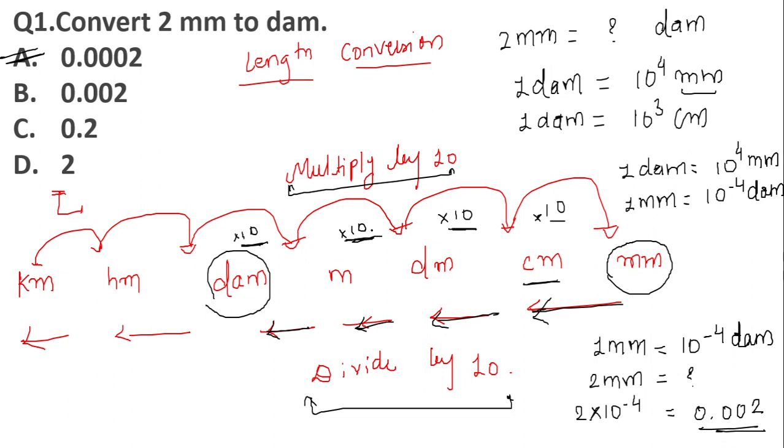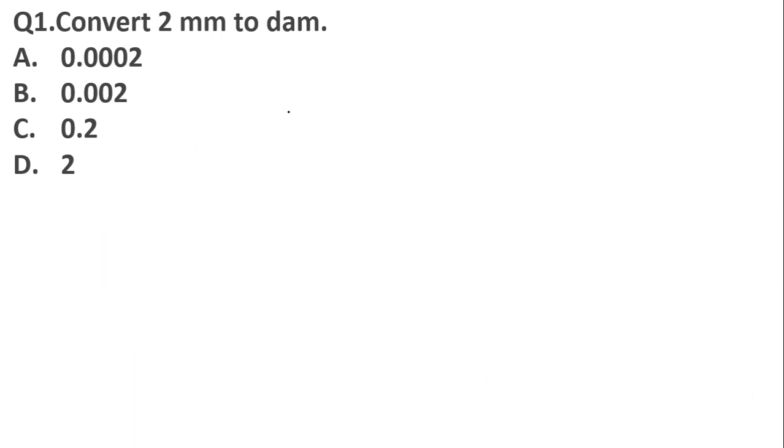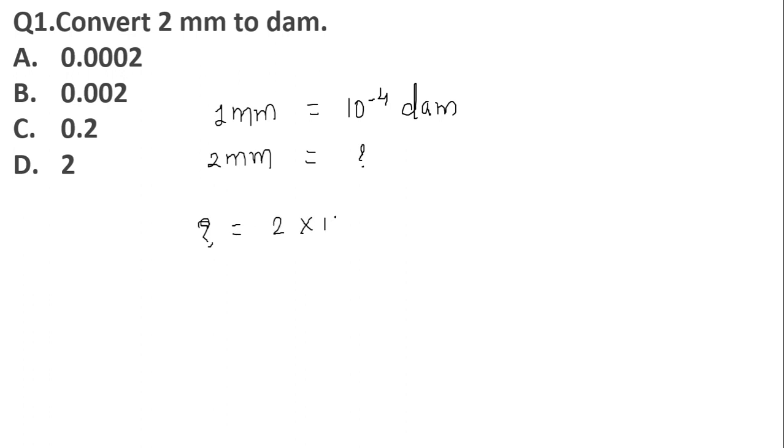So what is this actually? 2 into 10 raised to minus 4. Many students may have not got this conversion. I'll just show you once again. If 1 millimeter is equal to 10 raised to minus 4 dam, 2 millimeter is equal to what is the question basically that they have asked here. So this will be question mark is equal to 2 into 10 raised to minus 4.